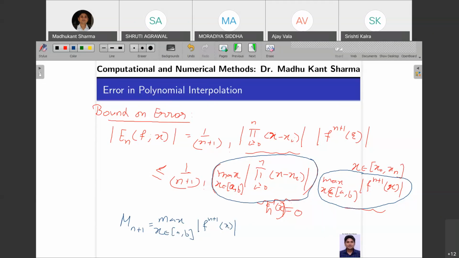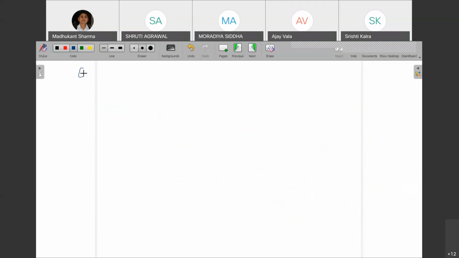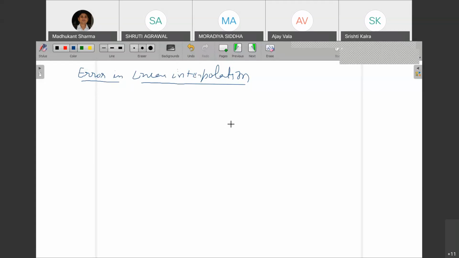So let's see the error in linear interpolation. If you're talking about linear interpolation, you have two data points: x naught comma f naught is given and x1 comma f1 is given. Clearly n is equal to 1 here, right? We are not aware of the function f.